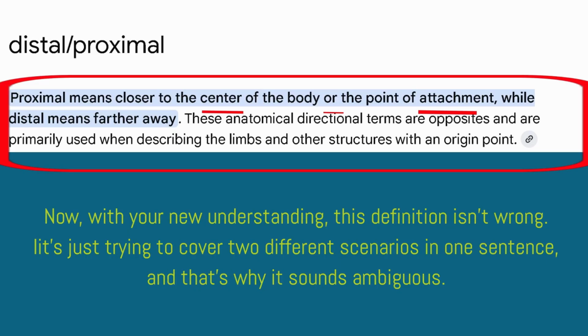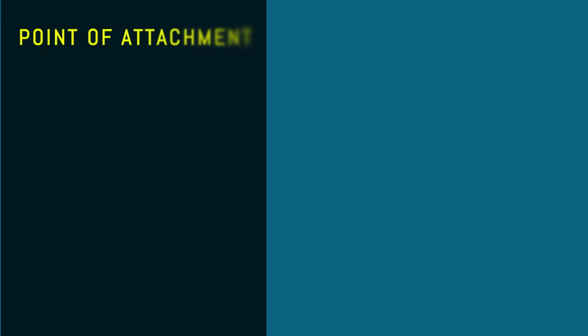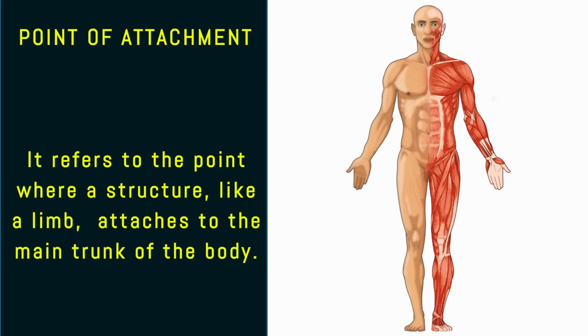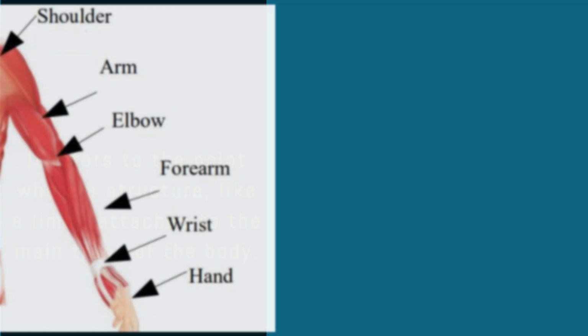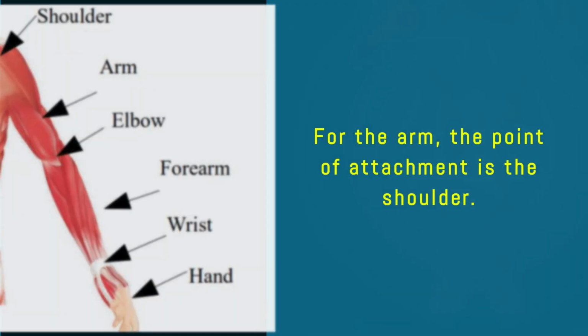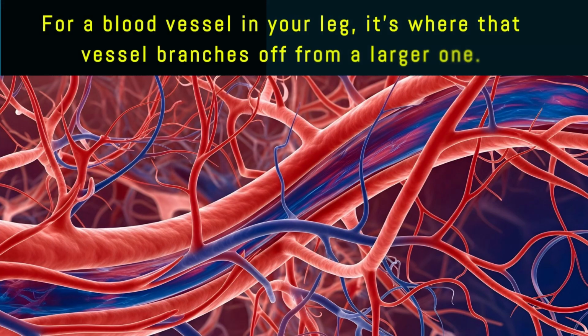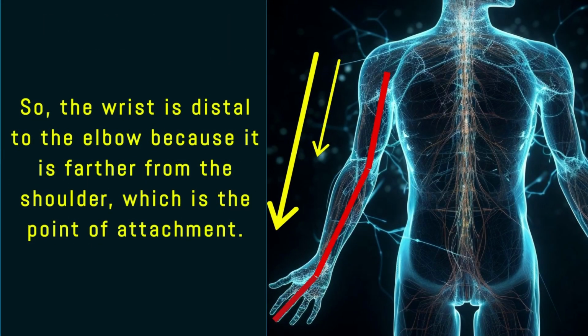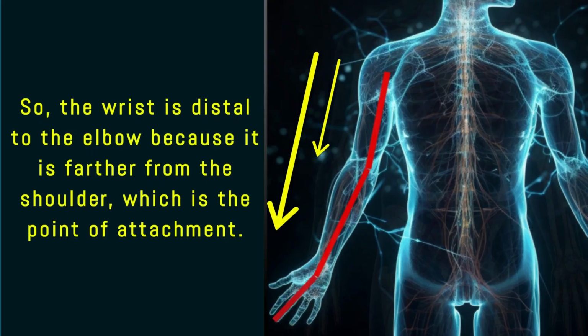Let's decode it. Scenario 1, the point of attachment. This is the primary and most precise use of proximal and distal. It refers to the point where a structure, like a limb, attaches to the main trunk of the body. For the arm, the point of attachment is the shoulder. For the leg, it's the hip. For a blood vessel in your leg, it's where that vessel branches off from a larger one. So the wrist is distal to the elbow because it is farther from the shoulder, which is the point of attachment. This is the usage we've been practicing. It's clear, consistent, and unambiguous.